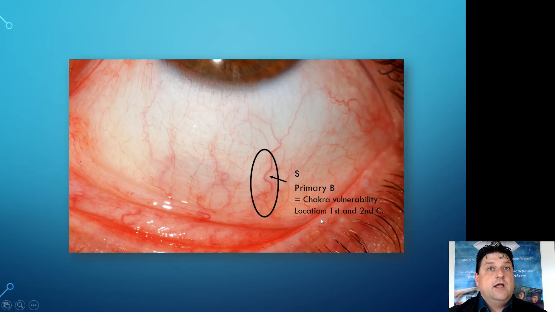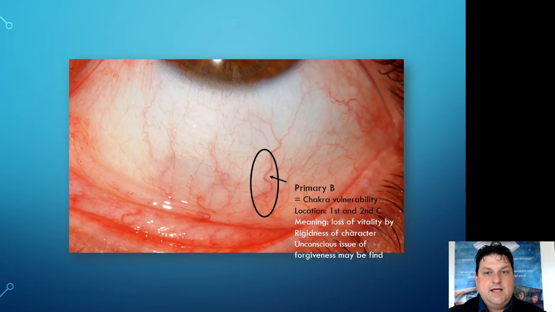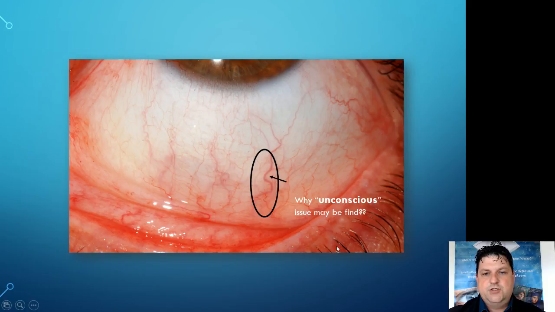The location of this line is between the first chakra and the second chakra, which means this can be a loss of vitality through rigidness of character. So the rigidity of character of this person is correlated with the possibility of losing their vitality. That signal means an unconscious issue of forgiveness may be found. Why unconscious? Because this person doesn't have 100% knowledge of this.